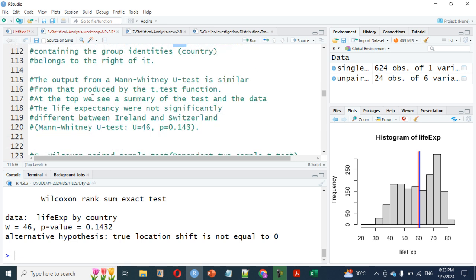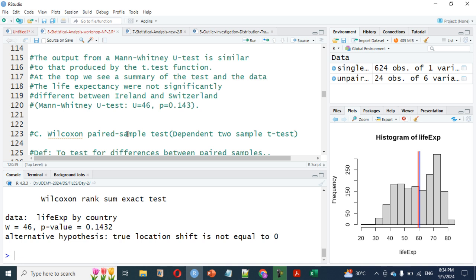So the output from the result here is similar to that produced by the t-test function. At the top, we see a summary of the test and the data. The life expectancy was not significantly different between Ireland and Switzerland. So if you look at the test we have here, the p-value is 0.14. The alternative hypothesis says the true location shift is not equal to 0, which means it's not significant.